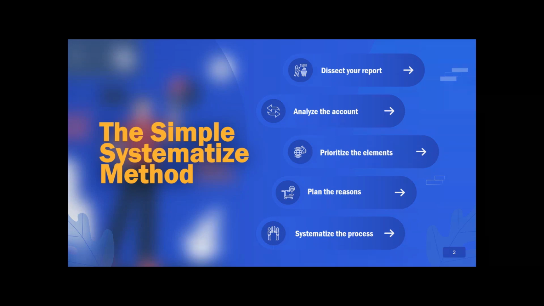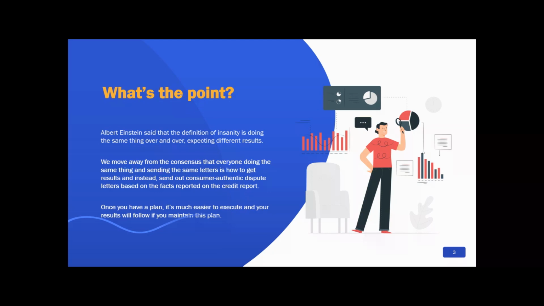Now, what's the point? Well, the point's really simple. Albert Einstein said it the best when he said that the definition of insanity is doing the same thing over and over and over, but expecting different results. So we move away from the consensus that everyone doing the same thing and sending the same letters is how we get the results, and instead, we send out consumer authentic dispute letters based on the facts reported on your credit report. All right, so now once you have a plan, it's much easier to execute and your results will follow if you maintain this plan, okay?